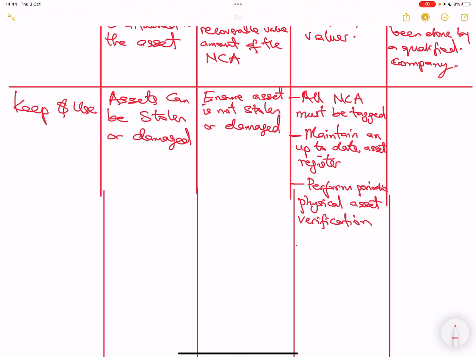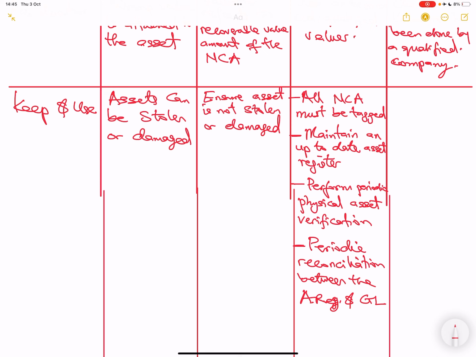It's a good control. And above all, the fourth one is to now ensure that you perform a periodic reconciliation between the asset register and the GL. Very important, because your asset register must be equal to the GL. If the value of the asset register is 25 million, the GL should also say 25 million. So that reconciliation is very important.